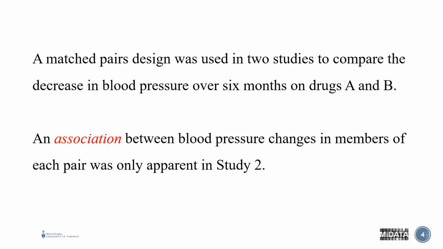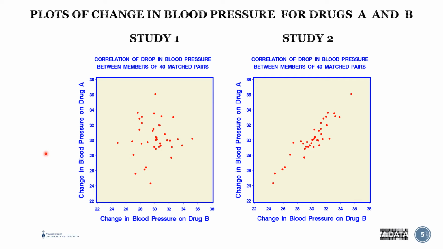As always, let's use an example. A matched pairs design was used in 2 studies to compare the decrease in blood pressure over 6 months on drugs A and B. An association between blood pressure changes in members of each pair was only apparent in study 2. The first thing you should do when you receive a data set is plot it or visualize the data in some way. This is probably the best advice that Paul and I are going to give you in this course. I'm kidding, but it's really important for you to always check your data and visualize it before you get going on the analysis.